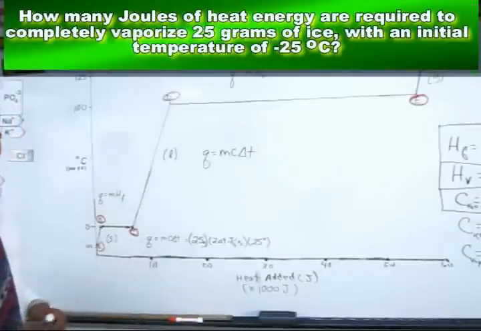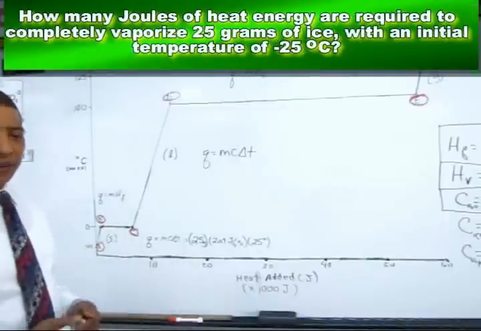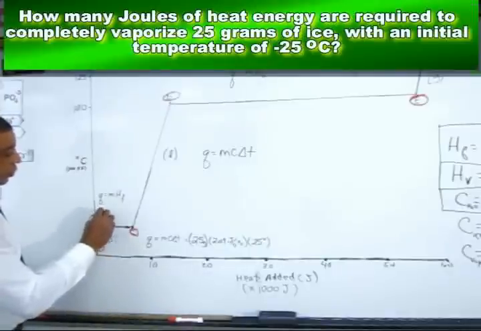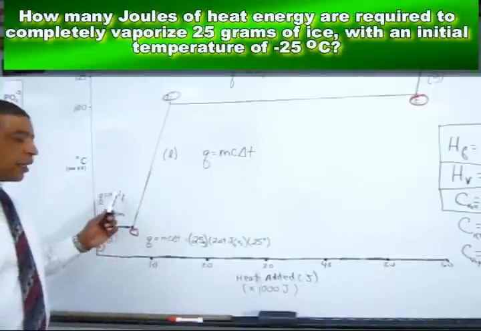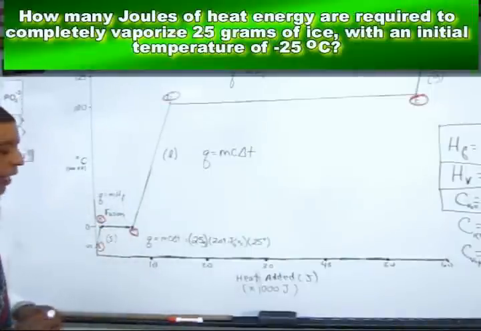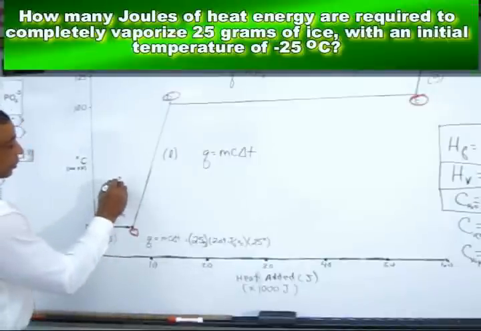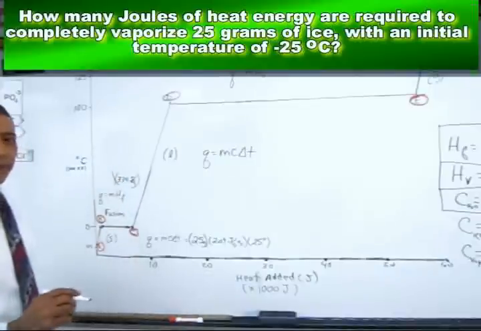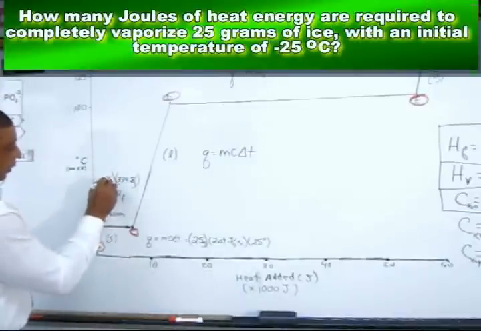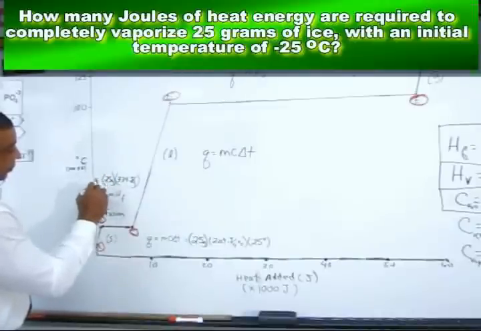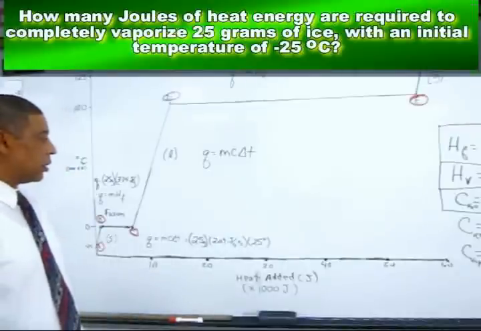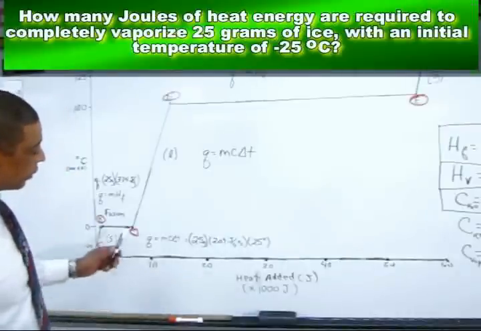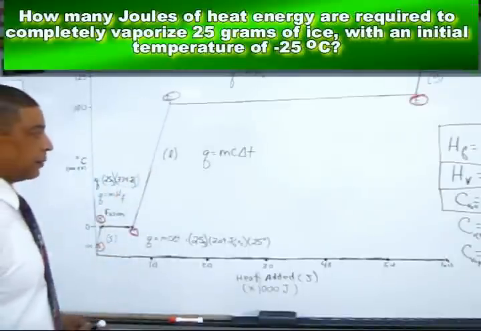At point B, the process of melting is occurring. We call this process fusion. Thus, the term heat of fusion. The heat of fusion of ice is equal to 334 joule per gram of ice. Since we're given 25 grams, Q is equal to 25 grams times 334 joules per gram. This now takes us to point C, and we wish to get to point D.